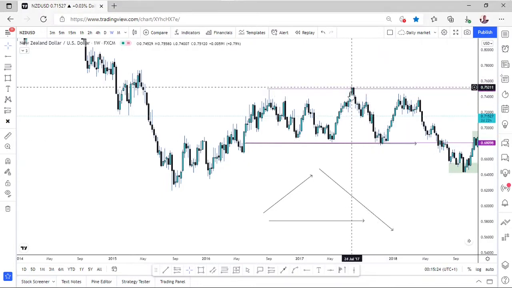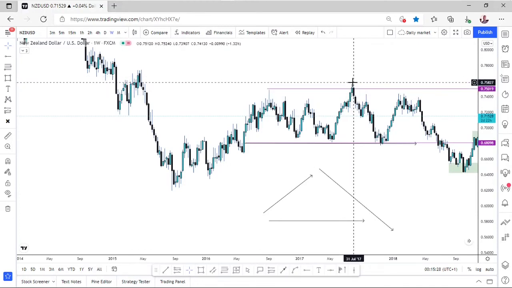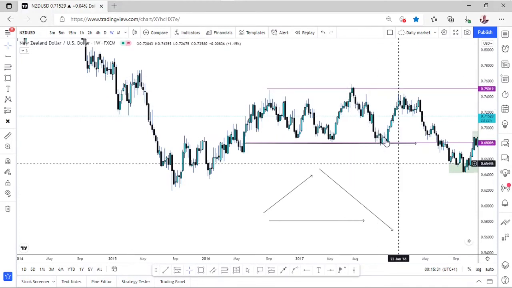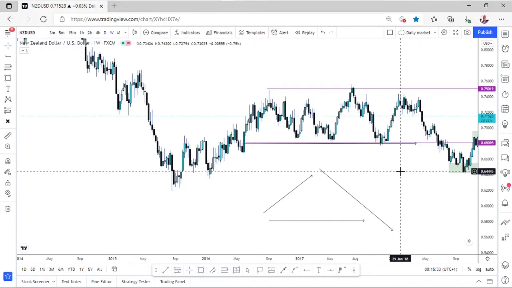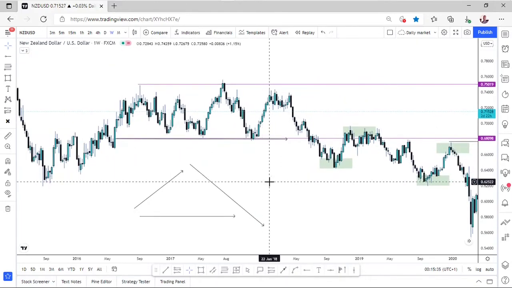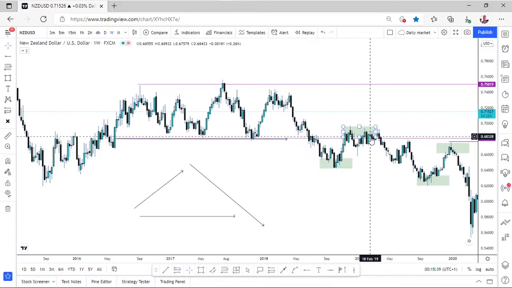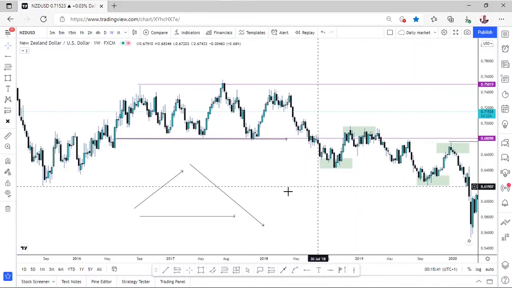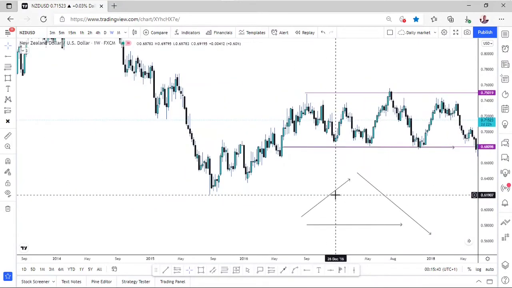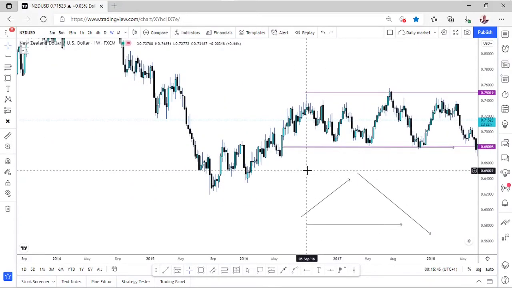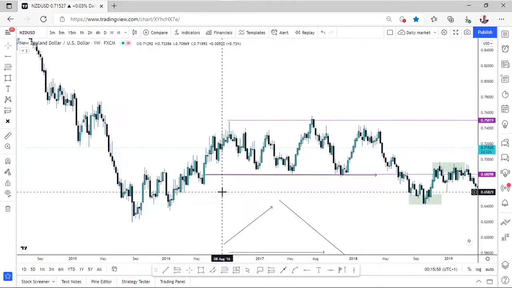Now, at this point here, the market attempted to break above here, but failed and went back down to the support. But finally, it broke below and thereby started the downtrend here. That's it for a sideways moving market, a market that is bouncing off a specific support and resistance.